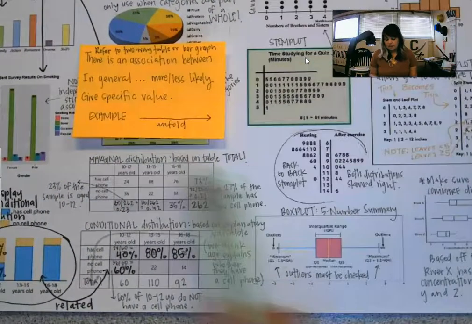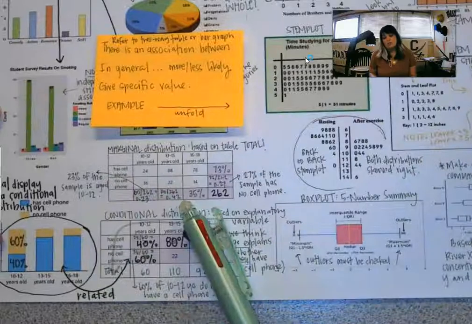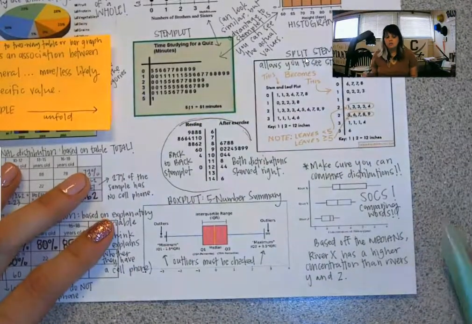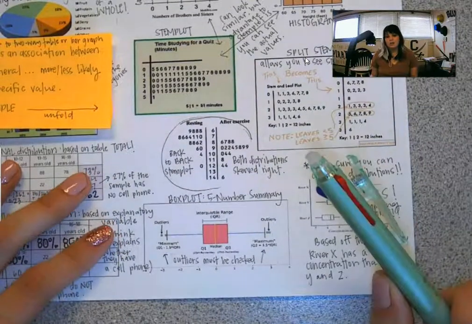I know that that's a lot of information to take in now, but it is essential. Comparing distributions, you must know how to do. SOCS, you gotta remember SOCS.